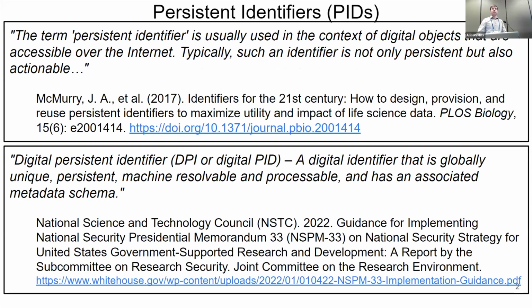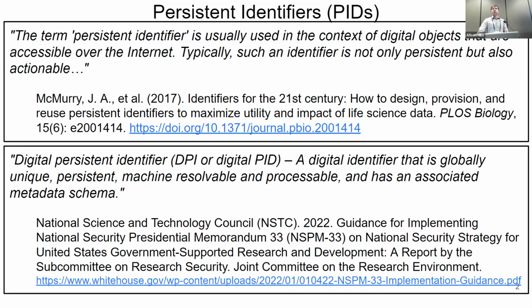Okay, so what is a persistent identifier? There are lots of definitions. I just grabbed two that I like and that are pretty similar, which is good. Hopefully you can read those. A persistent identifier is usually used in the context of digital objects that are accessible over the internet. Typically such an identifier is not only persistent, but also actionable. And the second one, which is from a recent US government document: a digital identifier that is globally unique, persistent, machine resolvable, processable, and has an associated metadata schema.